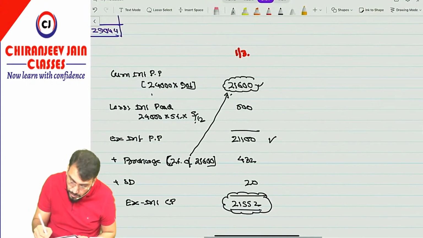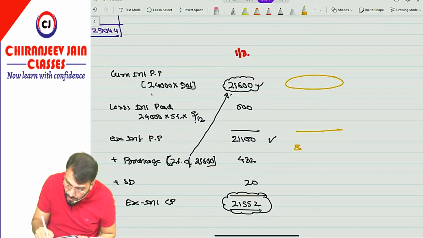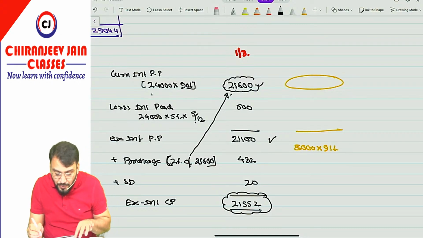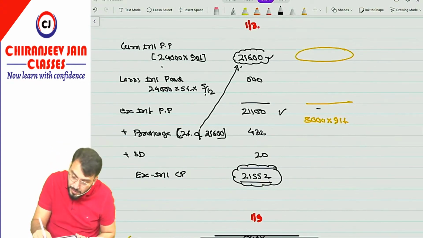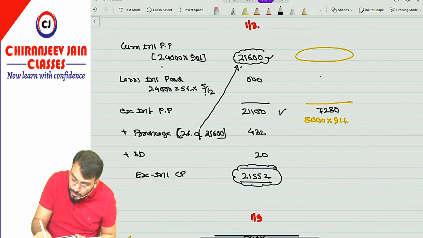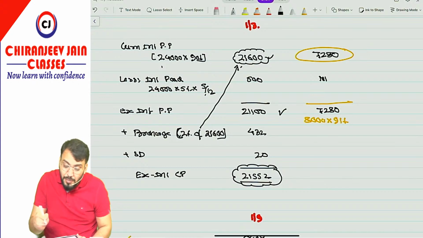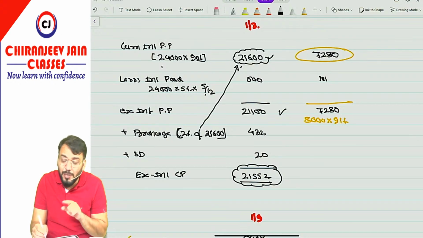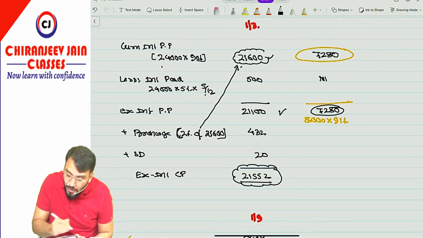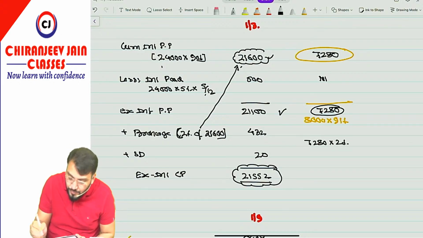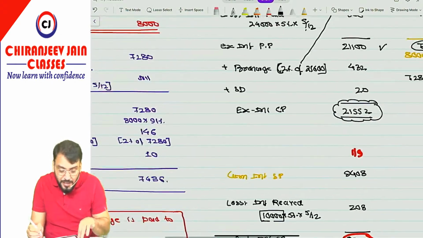We will write it here. So they have not given cum interest. Now they have given 8,000 into 91%. How much is it coming? So 8,000 into 91% will come to 7280. And there is no interest in this, so this will also be 7280 only. Got this point? But brokerage will be calculated on contract price, and contract price is 7280. So 7280 into 2%, it is coming 146.